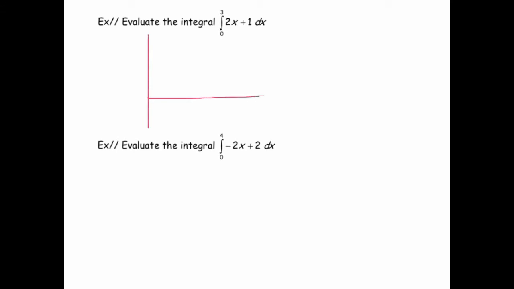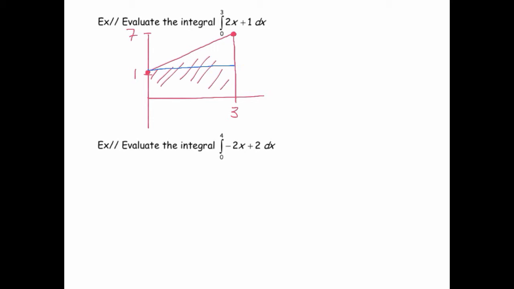So at 0, when I plug 0 into 2x plus 1, I get 1. And when I plug in 3 into 2x plus 1, I get 7. And I know that's a linear function. Okay, and so the integral is asking me to compute this area. We have a couple of options. I think I might just break it up into a rectangle and a triangle.